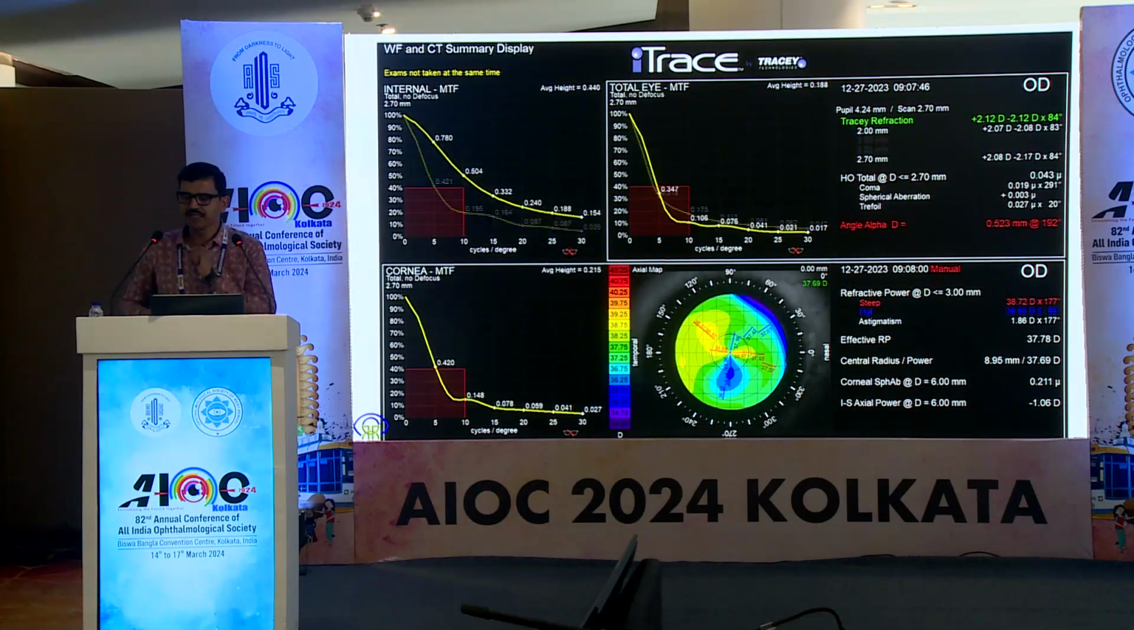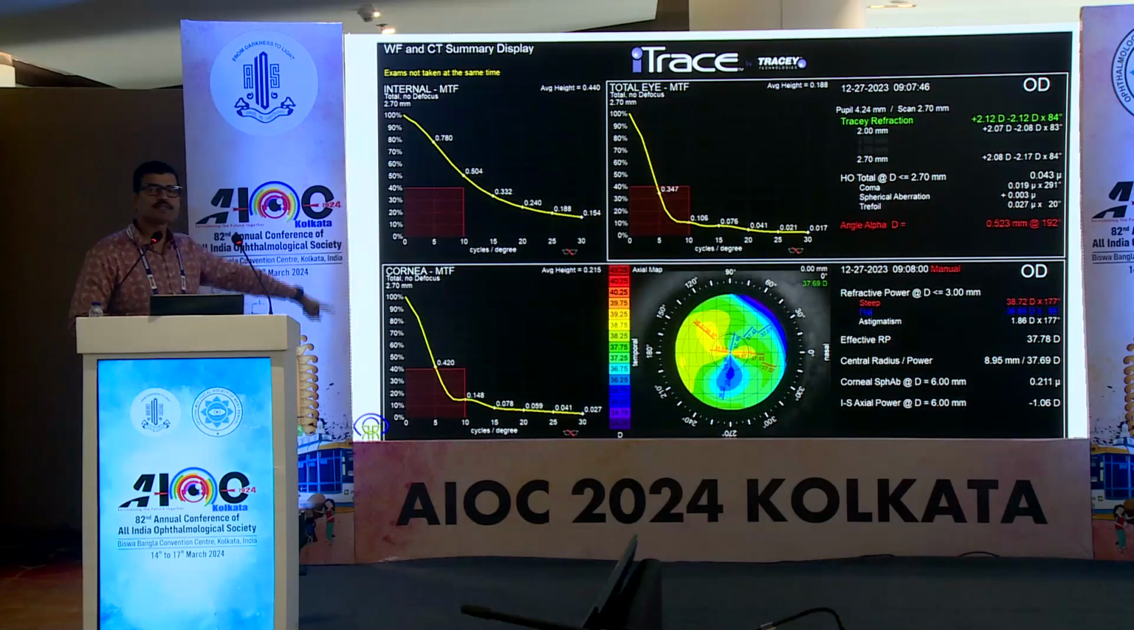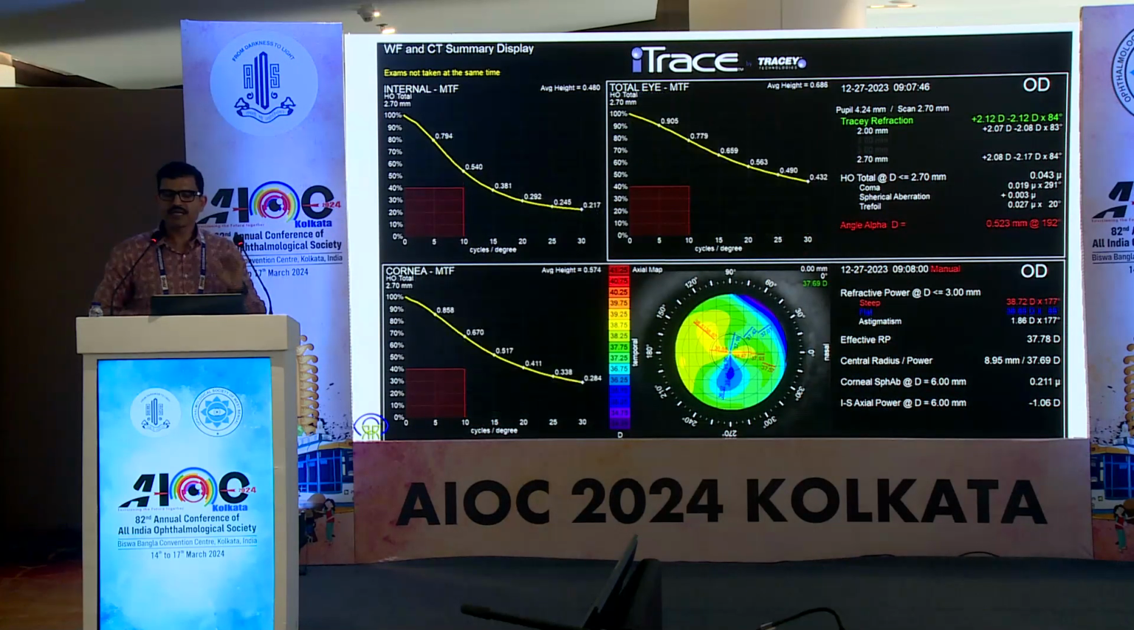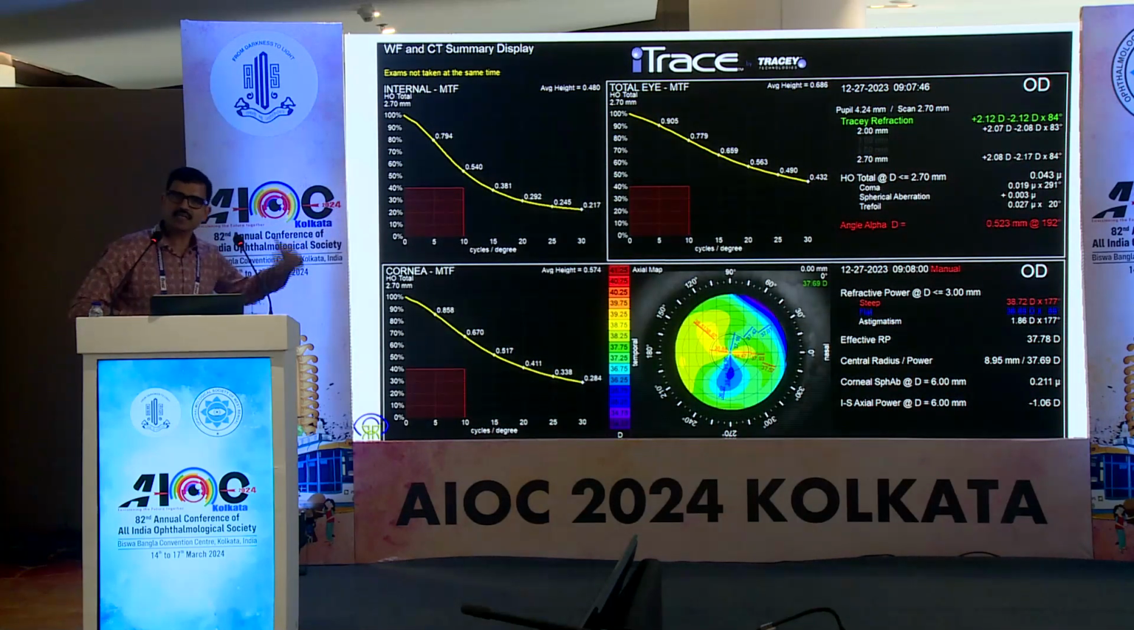Now we correct the sphere and just leave the patient with the cylinder. The internal MTF improves somewhat, but the corneal MTF still remains low in that critical square. When we correct him fully, the same patient who had a 0.25 spherical equivalence, the moment we correct it fully, all the MTF curves improve. It will be further explained in the following slides.